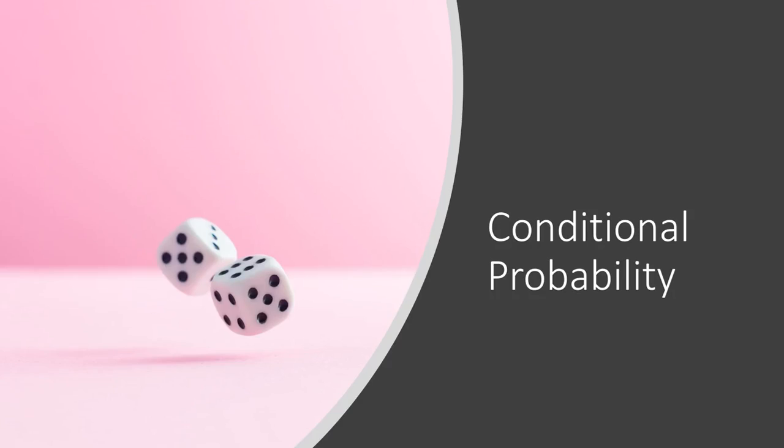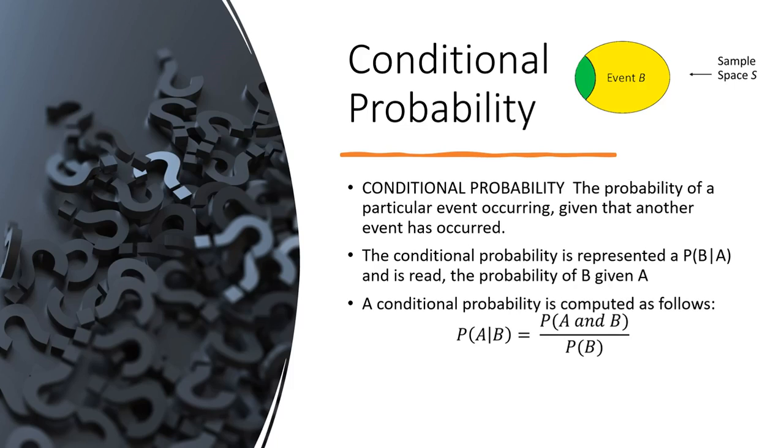So now let's talk about a concept called conditional probability. Conditional probability is the probability of a particular event occurring given that another event has occurred. So basically what you're looking at is the joint probability of two things happening divided by the probability of one of those two things happening.